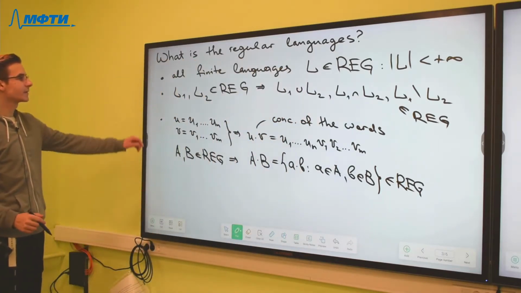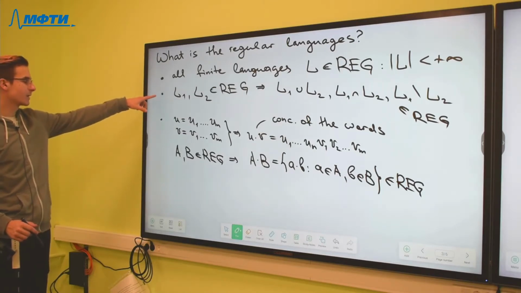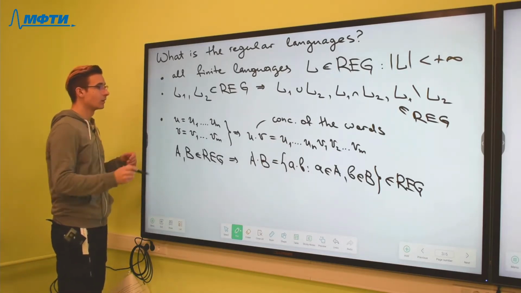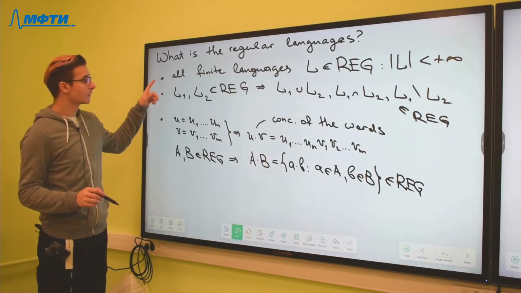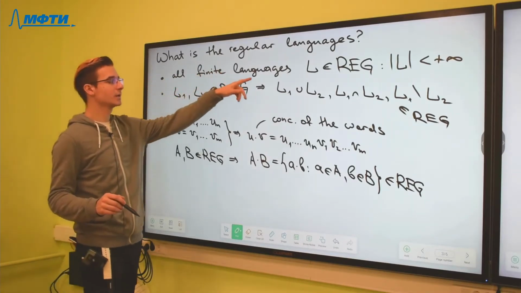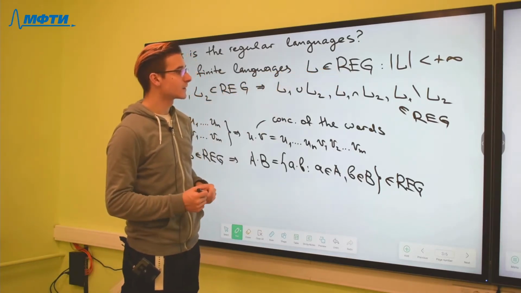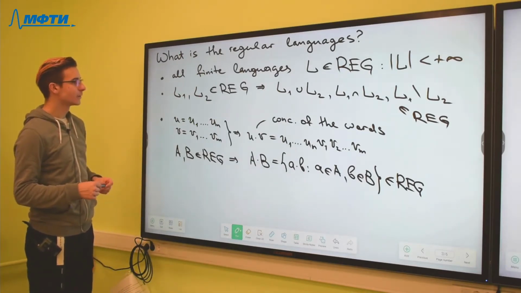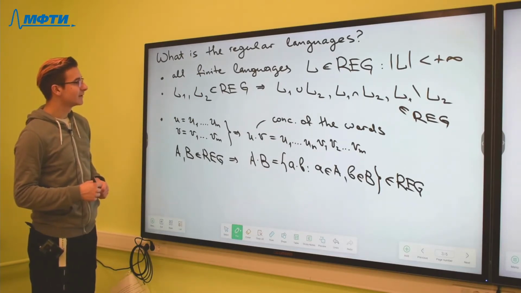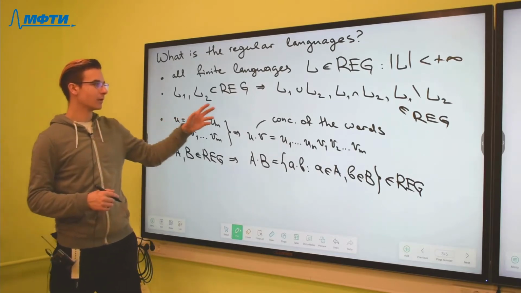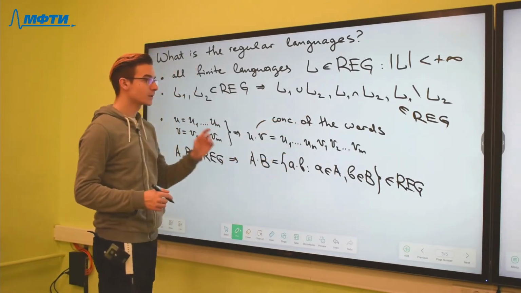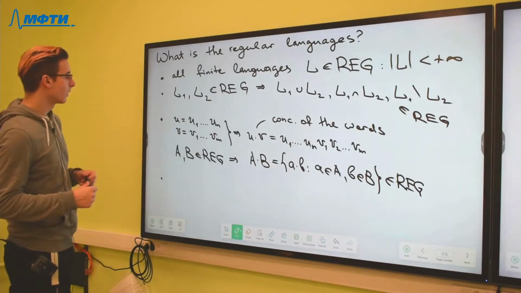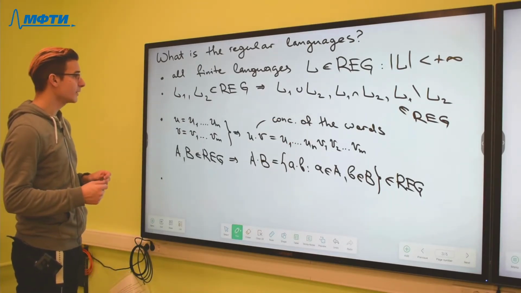And you can see that with the second property and the third, it is equal that all finite languages are contained in this class, because we have no ability to construct an infinite language by the union or intersection or concatenation, but there is a unique operation that can make an infinite language.